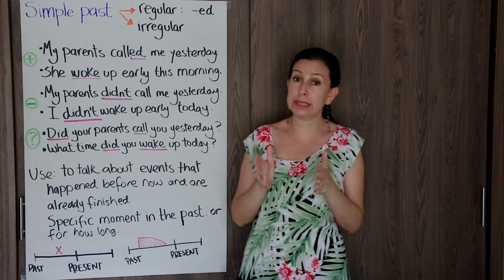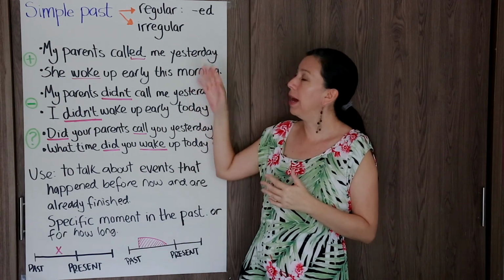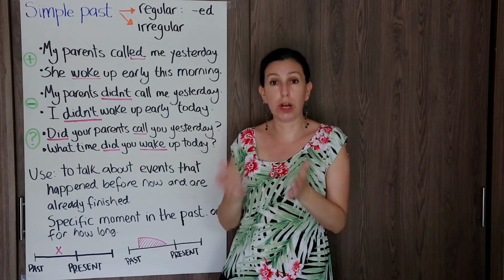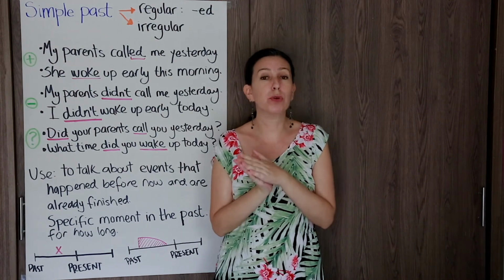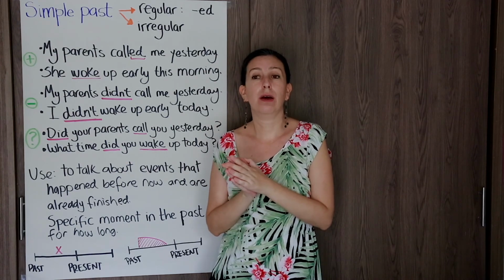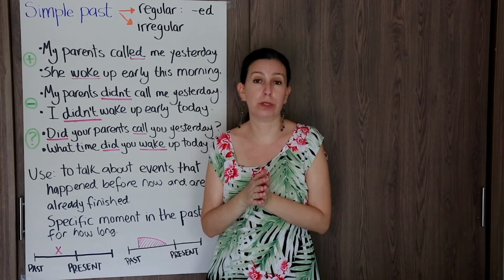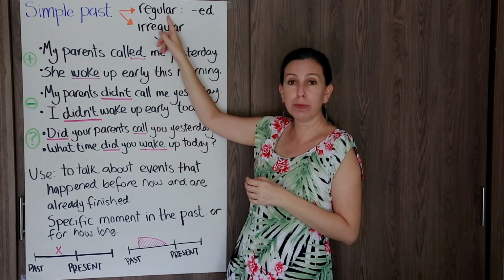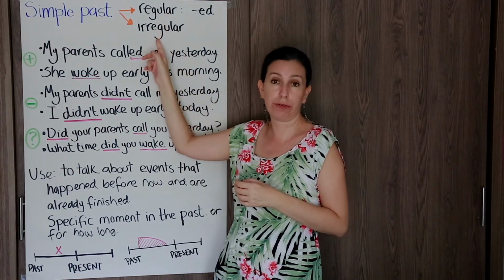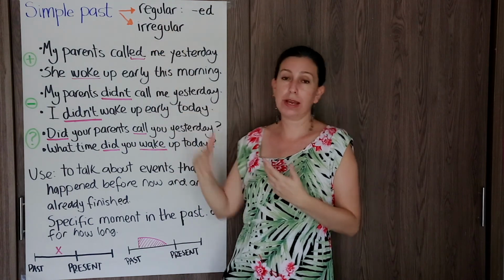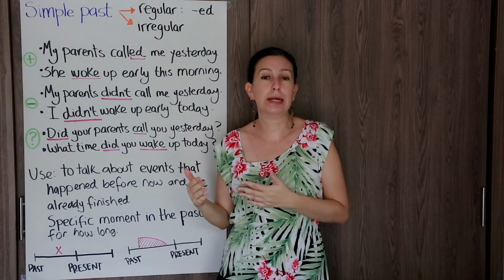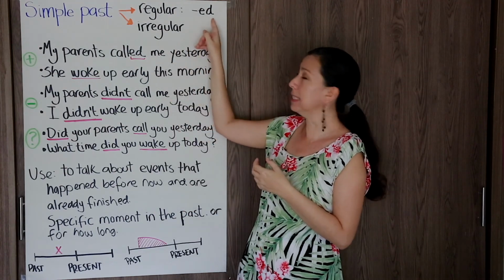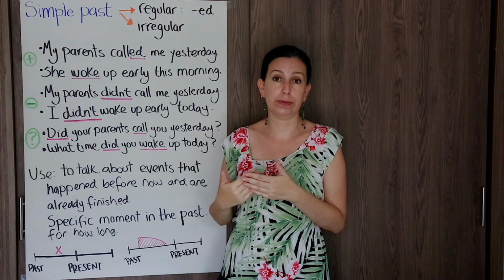Okay, this is related to the use. Now, I'm going to start talking a little bit about the structure itself. It is important to say that we have two types of verbs when it's related to the simple past. We have regular verbs and we have irregular verbs. With the regular verbs, in an affirmative sentence, you just need to add ed at the end of the word.